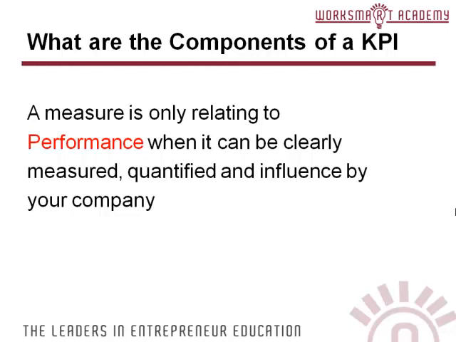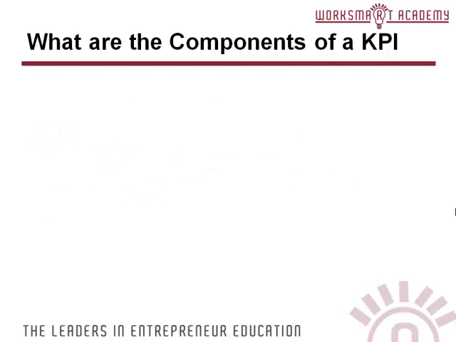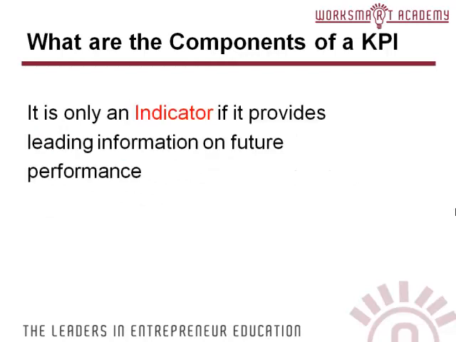Now let's look at indicator. It is only an indicator if it provides leading information on future performance. Lots of data amassed by your company only has value for historical purposes. Examples being receivables and inventory turn. By contrast, rates of new product and service development are excellent leading edge information.